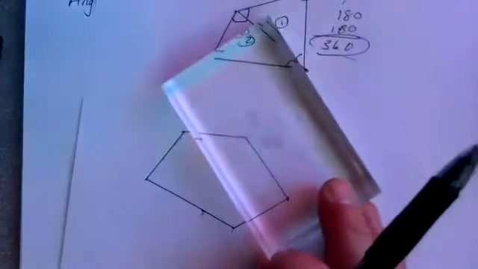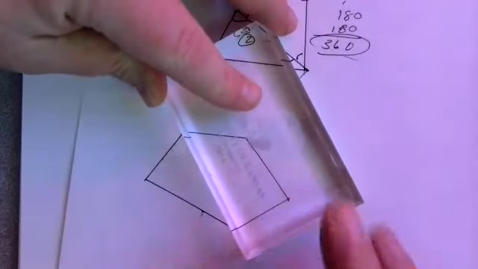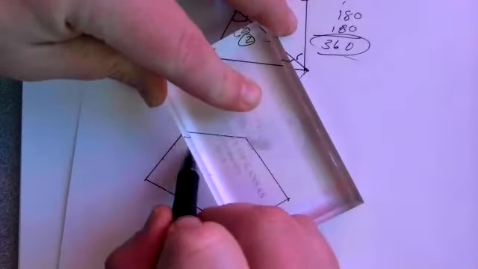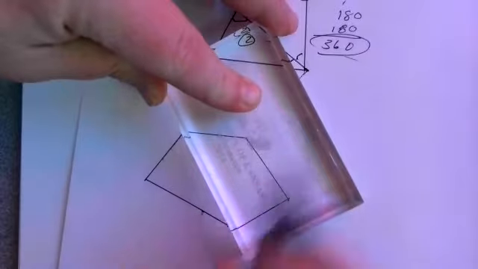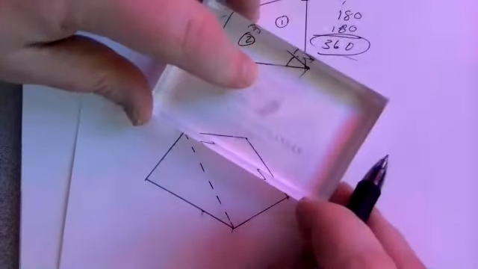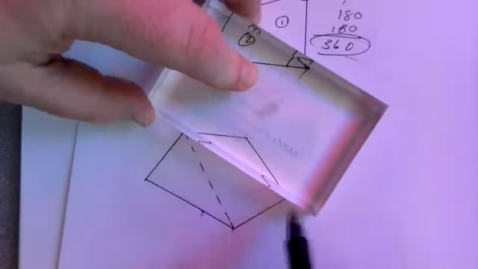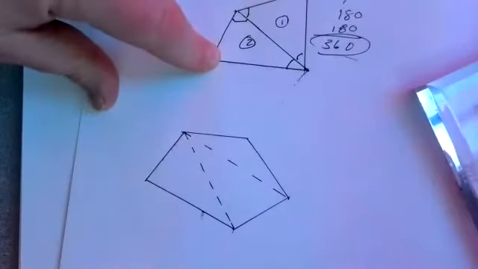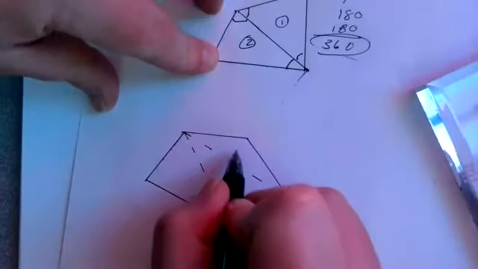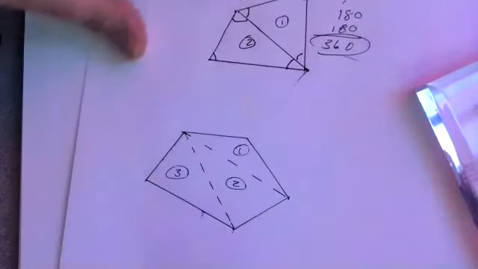But if I connect these 2 vertices here, and then let's do these 2 vertices here. How many triangles do we create? Right, we created 1, 2, 3 total triangles.